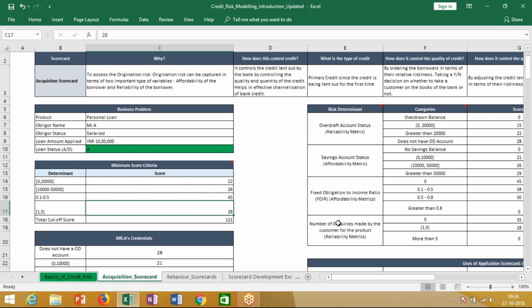And say over here, borrowers who have made inquiries between 1 to 5 were previously being given the loan. Now, even if the borrower had made a single inquiry and has been rejected by the bank, I will not be giving the loan. So I change this score to 35. The moment I change this score to 35, you see that this borrower gets declined. So by using the application scorecard and changing the categories across it, you can always adjust your acquisition portfolios accordingly.